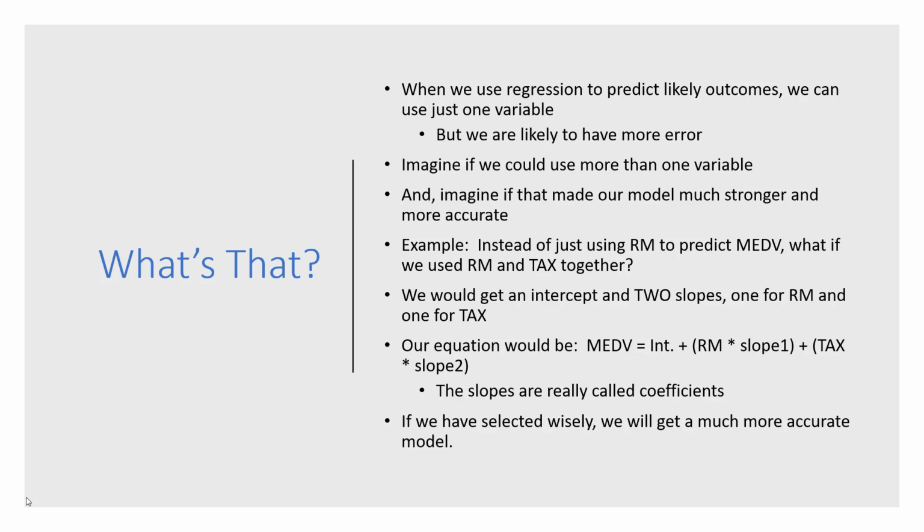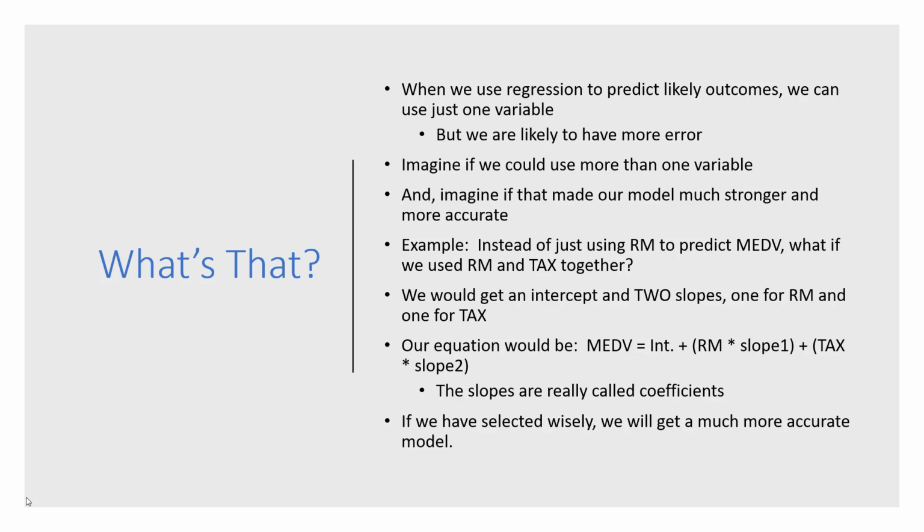We would get a single intercept and two slopes. Our single intercept is still the one coefficient that shows where our trend line is going to cross the vertical axis. But our two slopes are going to be split, one for the average number of rooms and one for the tax. So the equation that we would set up would be our median value equal to our intercept plus RM times its slope plus tax times its slope. The slopes are really actually called coefficients, so we'll probably move away from calling them slopes to calling them coefficients, but I'm just using this to illustrate the example.